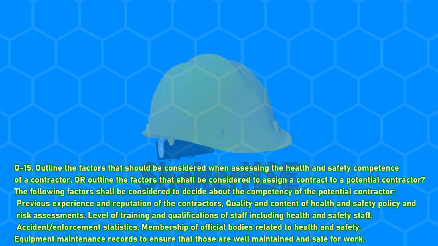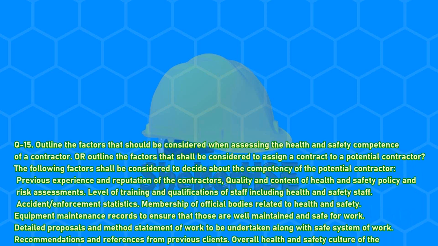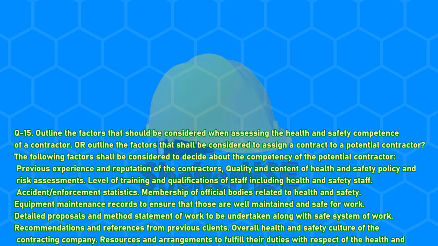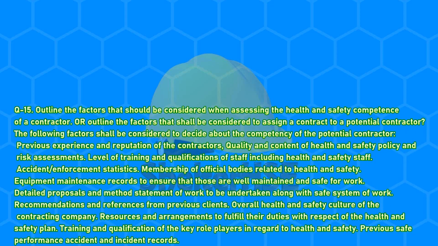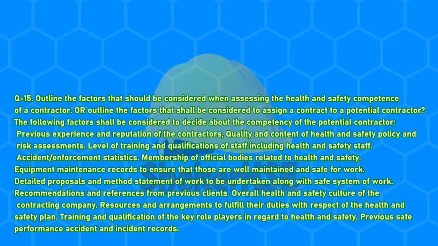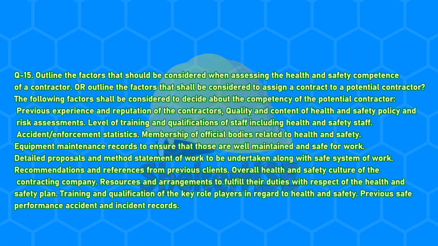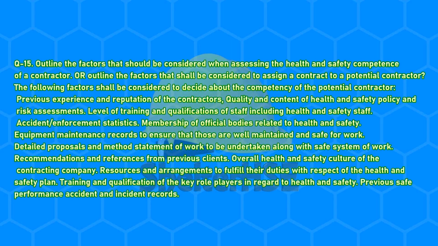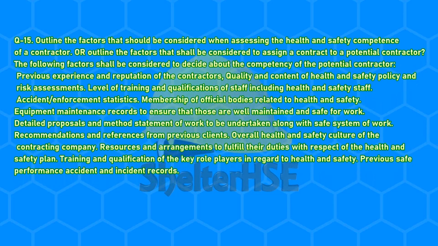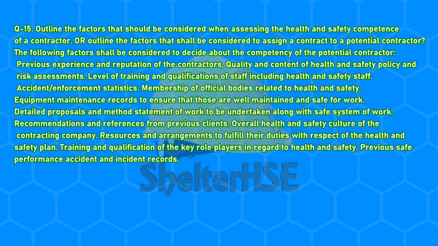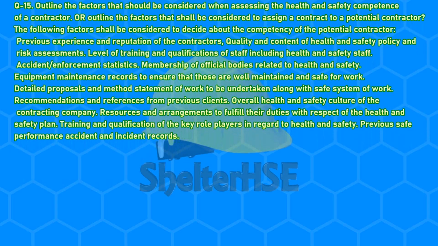Answer. The following factors shall be considered to decide about the competency of the potential contractor. Previous experience and reputation of the contractors, quality and content of health and safety policy and risk assessments. Level of training and qualifications of staff including health and safety staff. Accident and enforcement statistics. Membership of official bodies related to health and safety. Equipment maintenance records to ensure that those are well maintained and safe for work.